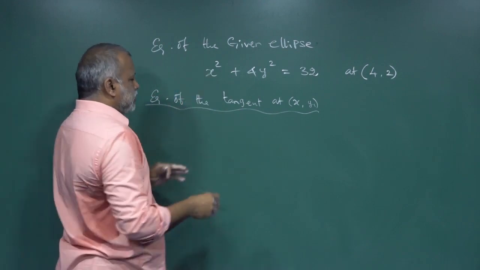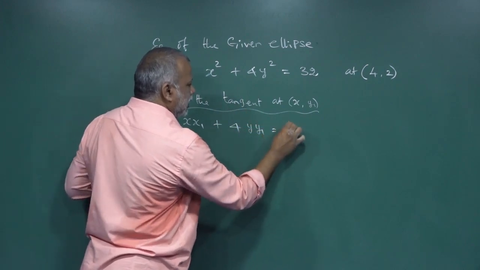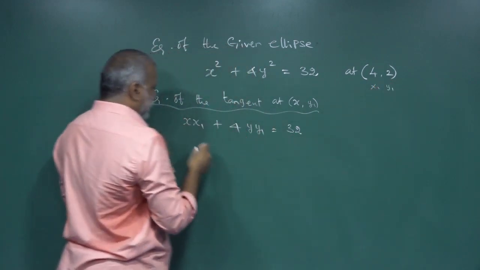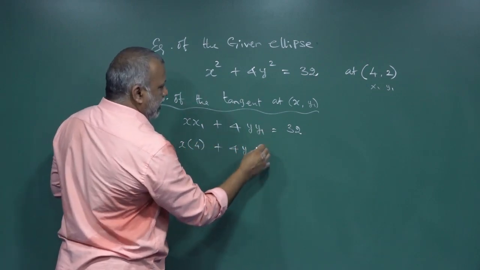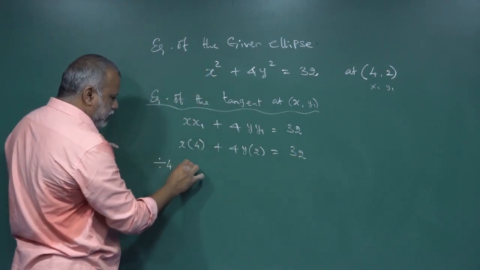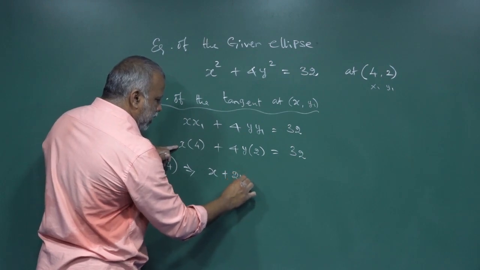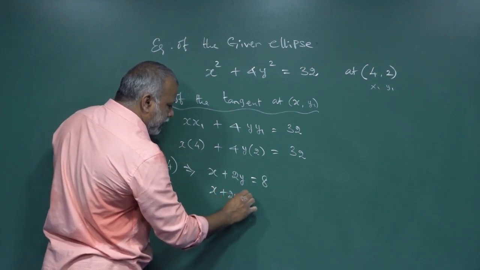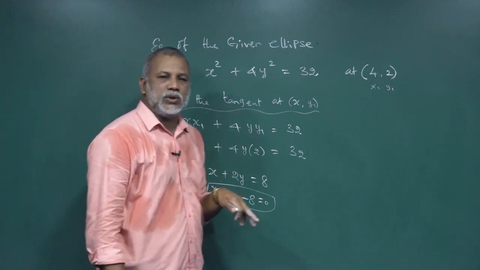What is the procedure? x squared is replaced by xx1, 4 times y squared is replaced by yy1, equal to 32. Then substitute the point x1 comma y1, which is nothing but the point, x1 is replaced by 4, y1 is replaced by 2, equal to 32. This equation can be divided by 4. So 4 is removed, we get x, and here 4 is removed, we get 2y equal to, dividing by 4, 8. Therefore x plus 2y minus 8 equal to 0 is the equation of the tangent at x1 comma y1.